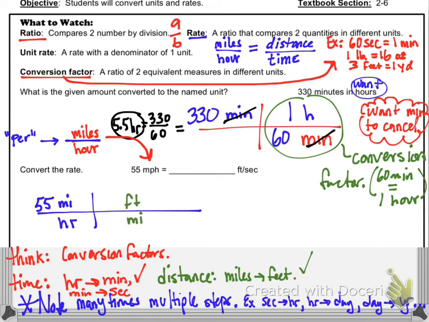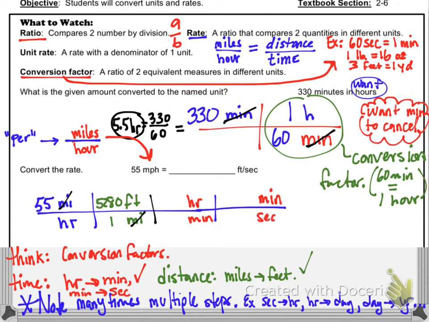All right, so dealing with the distance first, I got miles over miles, and my conversion factor is feet to miles. That's why you see that here. So now the miles cancels out, 5,280 feet per mile. So now I've got feet per hour instead of miles per hour.